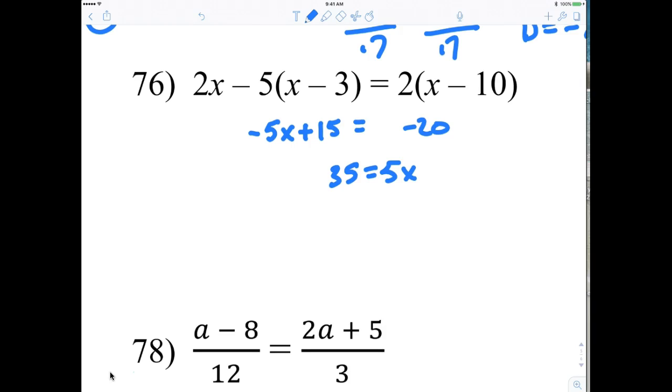Now, just to make sure, I'm going to do this. This is moving over here. When I move something, what happens to the sign? It changes. So on the right side, it's going to be what? Positive. And then I'm going to move the what? The negative 20 to the right side, or to the left side, so that becomes what? It becomes a positive 20.